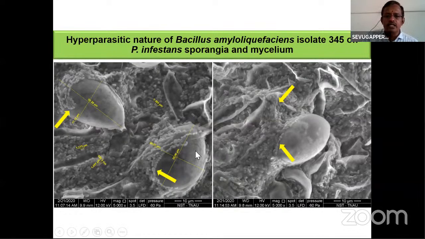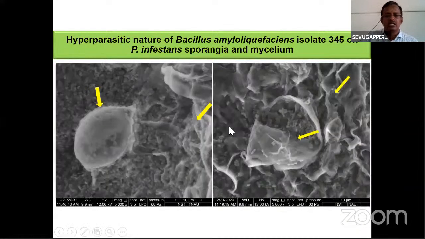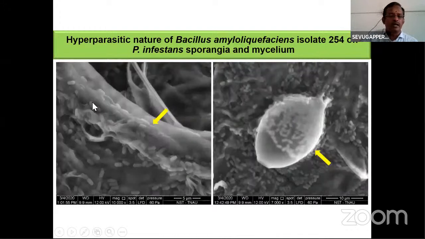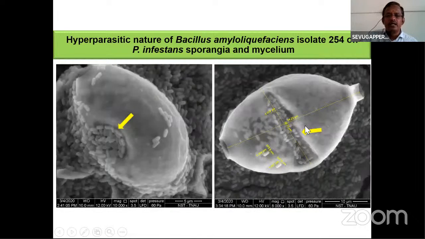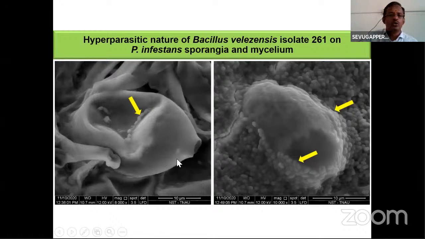And not only the sporangial colonization, it also colonizes the hypha, which is intermingled with the sporangia. This results in cleaving of the sporangial wall. After this cleaving, the bacteria multiply inside and subsequently colonize the hyphal region. Here the hypha is completely colonized by this bacteria, and thereby it cleaves the cell surface of the Phytophthora and leads to lysis.